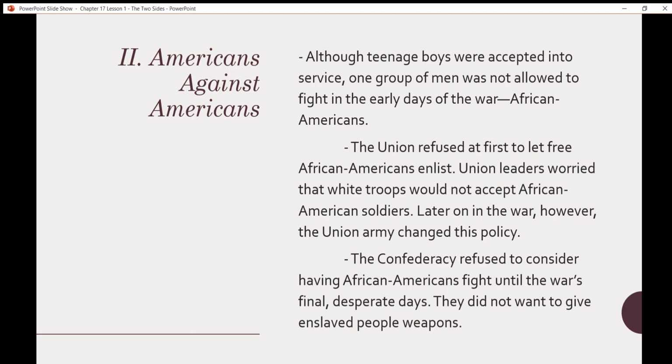The Confederacy, on the other hand, refused to even consider having African Americans fight up until the very last, final, desperate days of the Civil War. Their belief, predominantly, was that African Americans were considered property, but even setting aside the property perspective, simply put, the South did not want to give enslaved people weapons. Again, this was the fear of insurrection, of African Americans turning against their own side, which would ultimately destroy the Confederate Army from within.